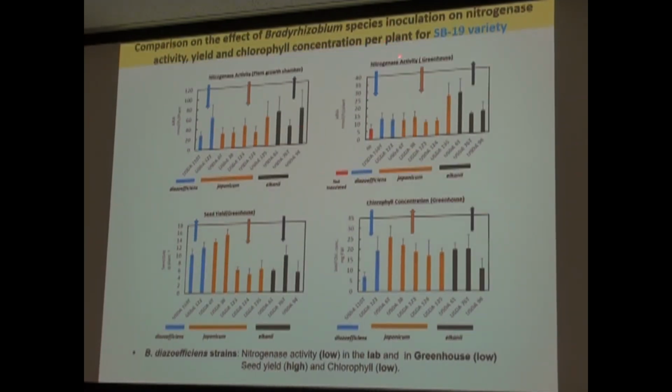When we come to the SP19 variety, I picked one of the rhizobium strains. Nitrogenase activity in the laboratory was low, and in the greenhouse the effect was also low, but the yield was high and the chlorophyll concentration was low.